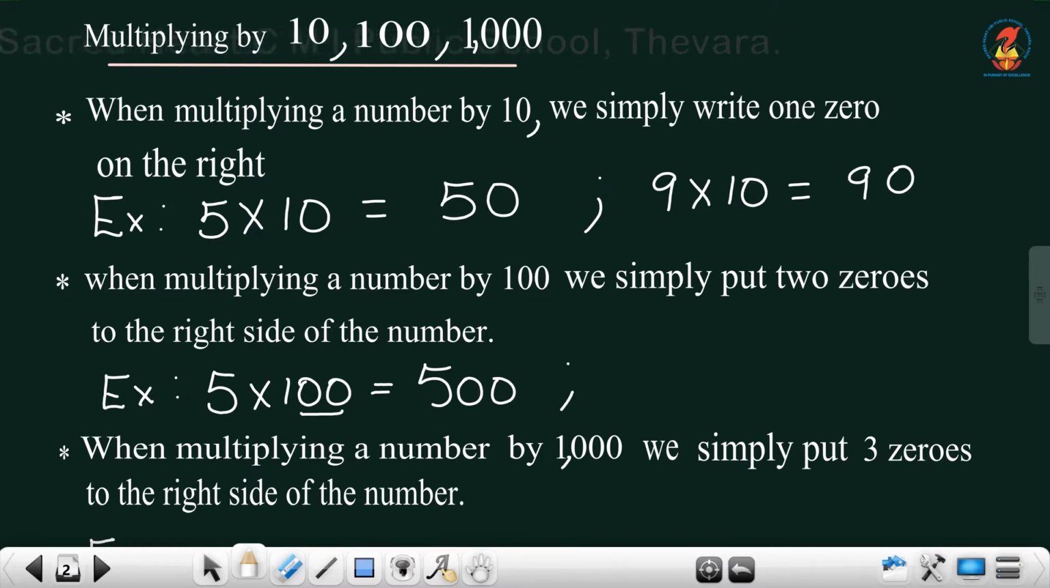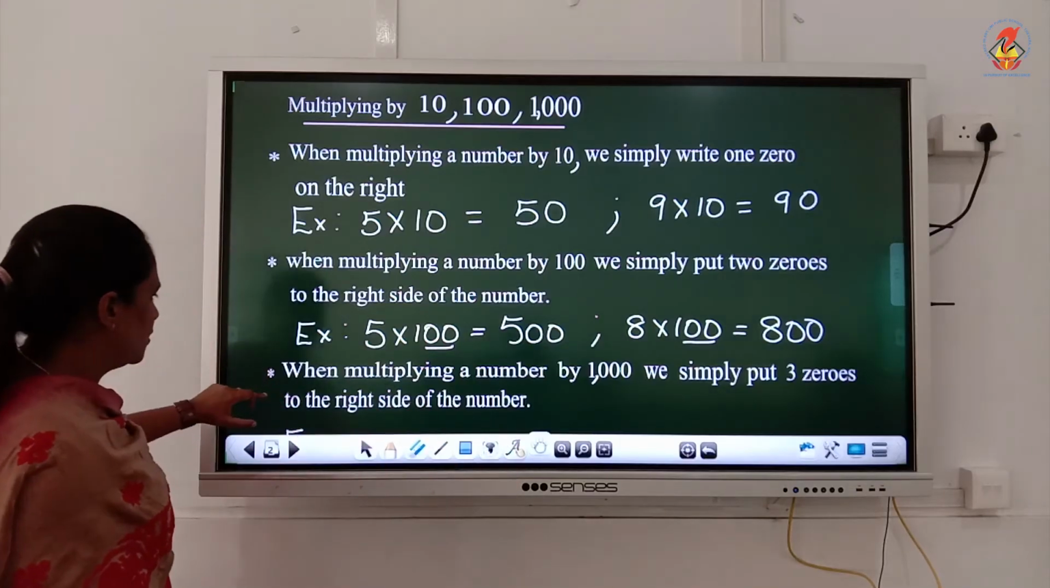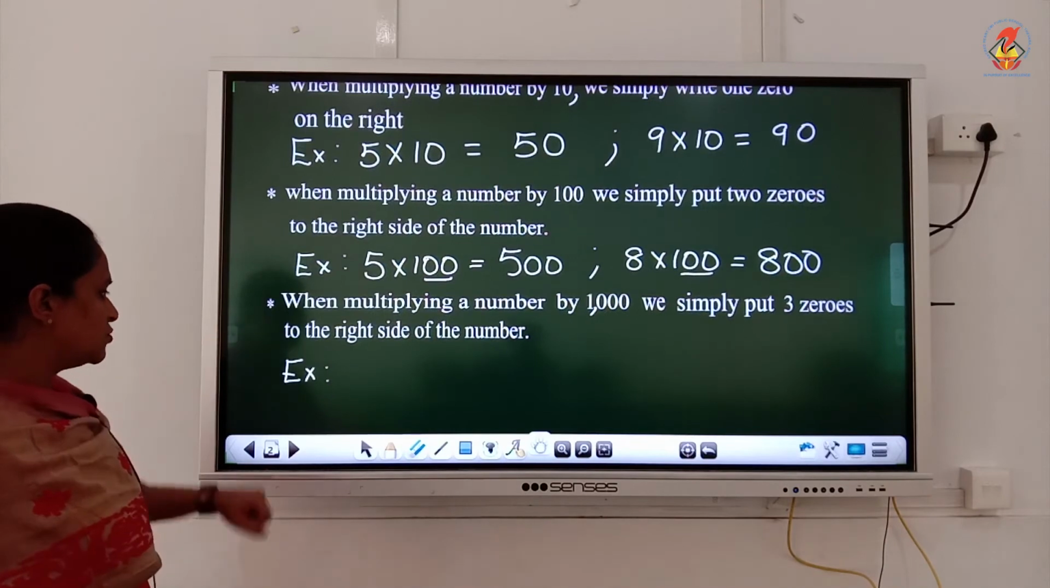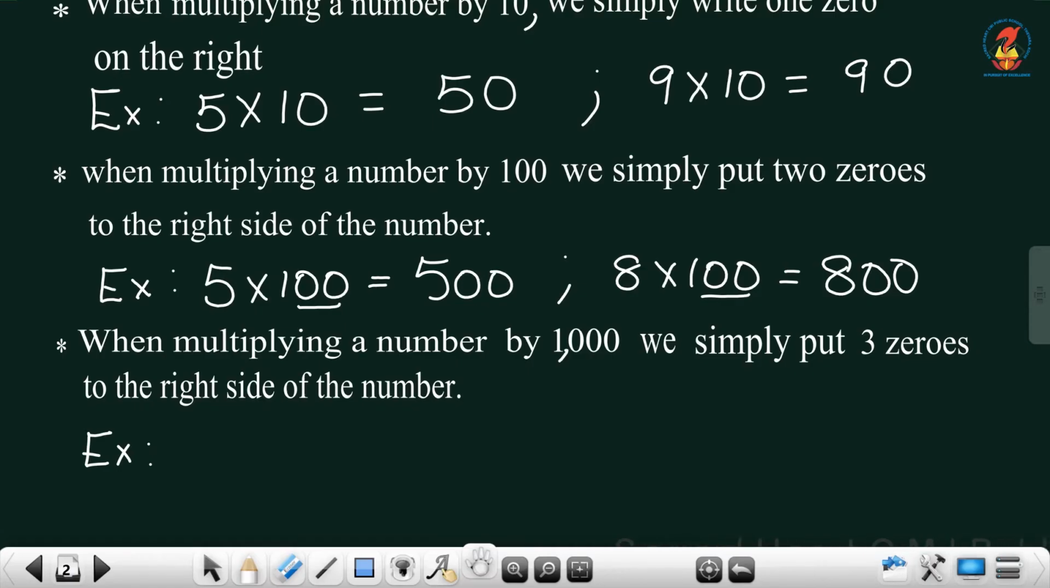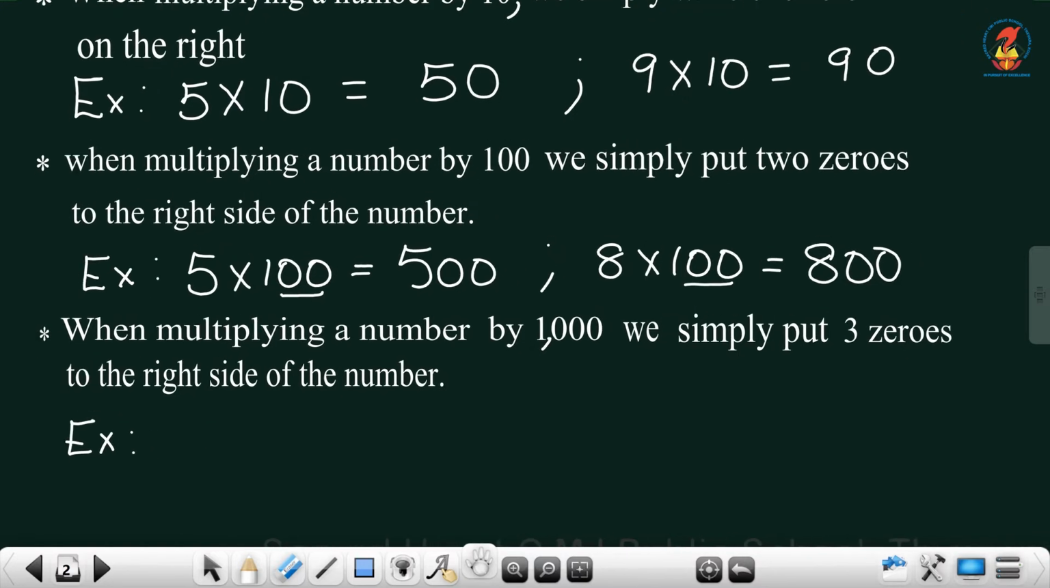Let's take another example. 8 into 100. 8 into 1 is 8. How many zeros are there? 2 zeros. You have to put 2 zeros at the end, to the right side of the number. Now, let's move on to the next one. When multiplying a number by 1000, we simply put 3 zeros to the right side of the number. Let's do an example.